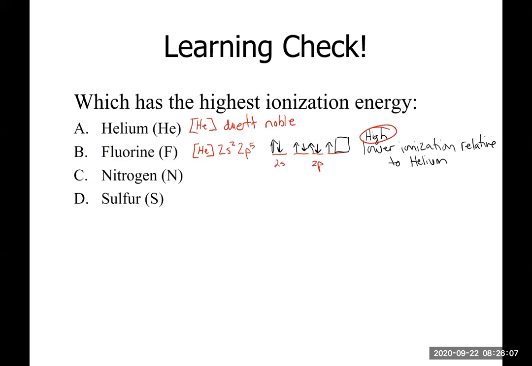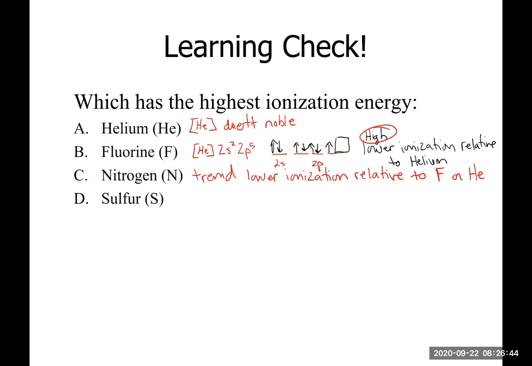Now let's have a look at nitrogen. Nitrogen is to the left of fluorine. And so if we use the ionization trend, we know that nitrogen will have a lower ionization energy relative to fluorine. And since fluorine is lower than helium, then nitrogen's ionization energy would be lower than both of them.